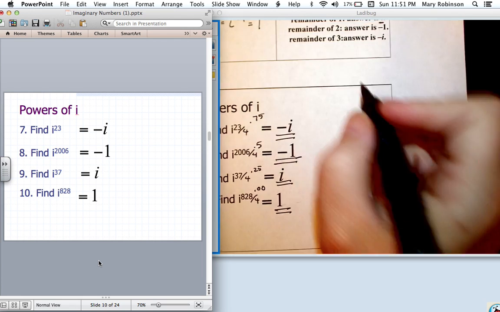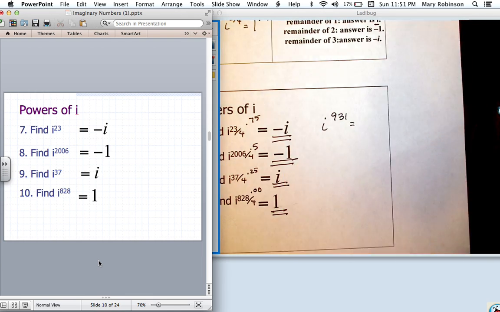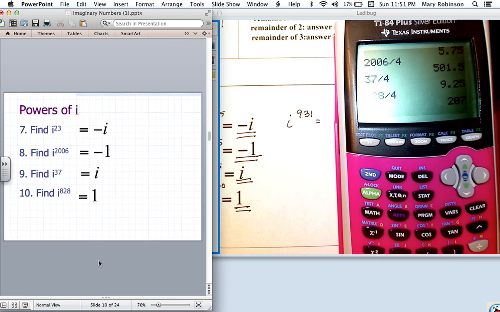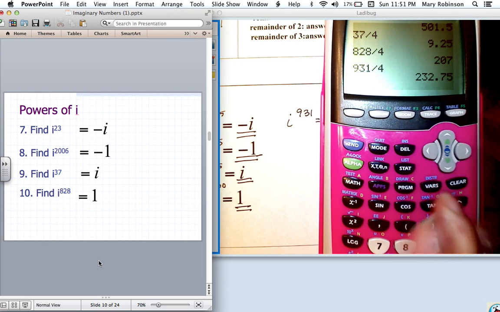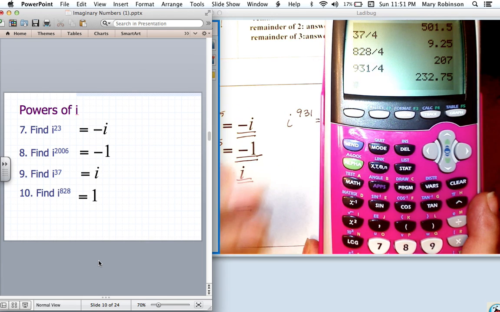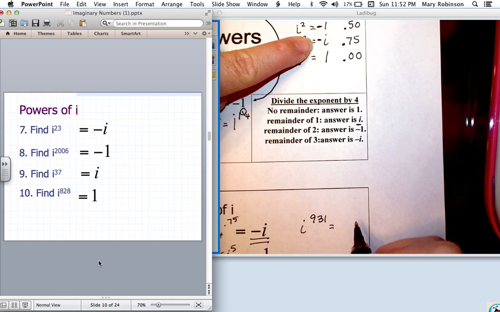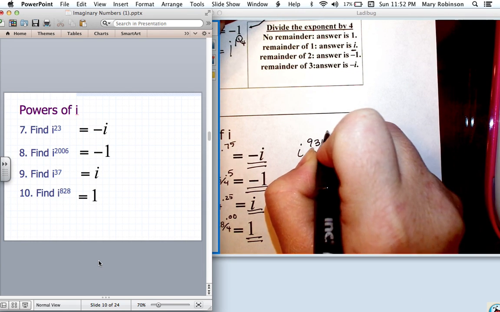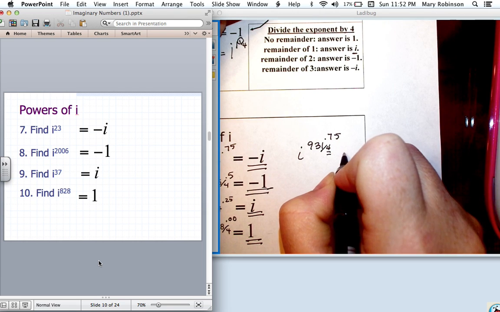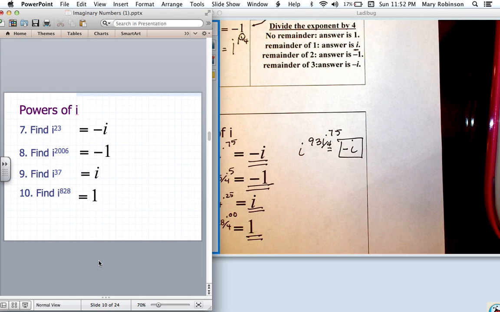Okay, so we can make one up. So if we did i to the 931st power, we can make these up to practice. If we type in our calculator 931 divided by 4, we get 0.75. 0.75 is the third one, so that's i cubed. Remember, i cubed is the one here in the middle that's negative. So when I divide by 4, I got 0.75, so my answer is negative i. And that's as simple as it is. That's all there is to it.